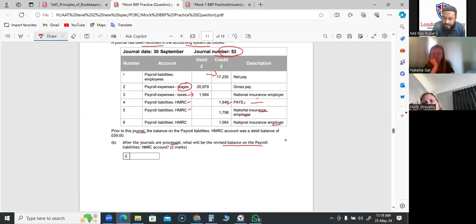This is our credit balance. Take that into account, like PAYE to HMRC, then employees' NIC, employers' NIC. All these we are liable for, but this one is a debit account. These are credit, remember. And this one is a debit account. So we just need to minus from this total.